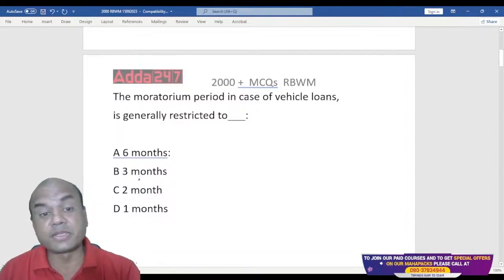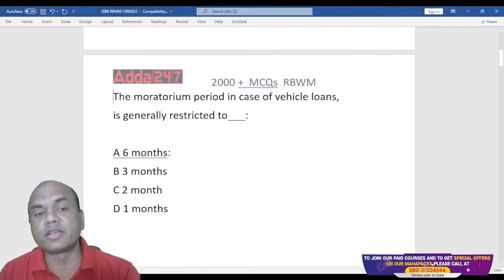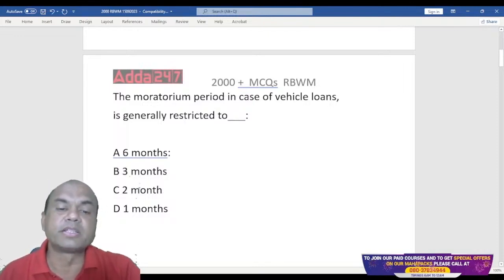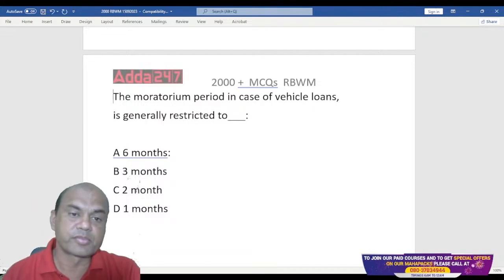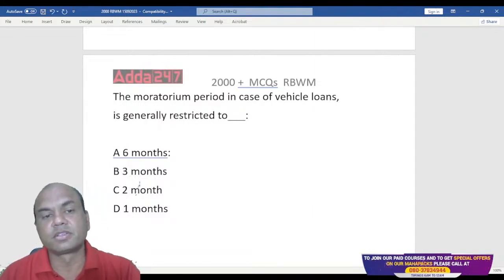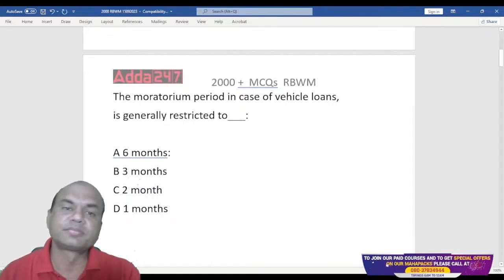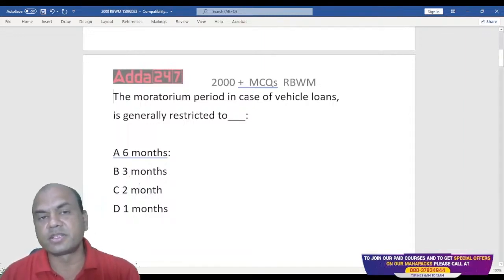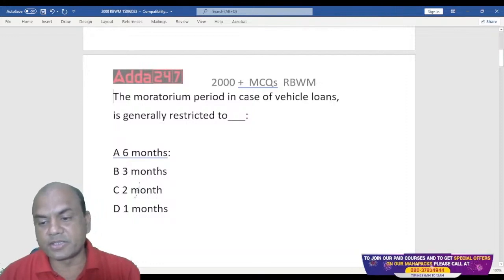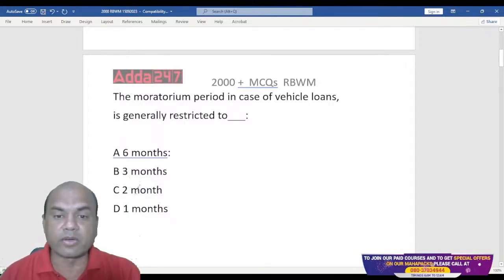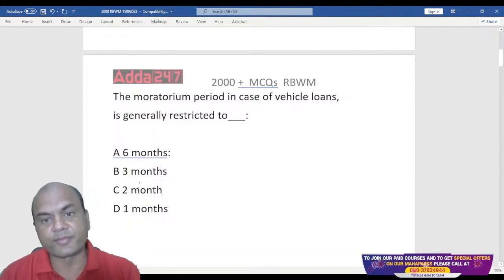Let me see in the comment section, what are you answering? Let me see your comments, everyone. 6 months, 3 months, 2 months, or 1 month in case of vehicle loans? We are considering vehicle loans over here. Answer fast, everyone. Vehicle loans: two-wheeler, car, basically these two loans. Let me see.